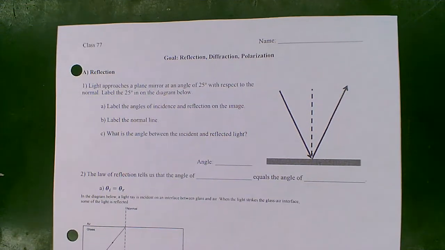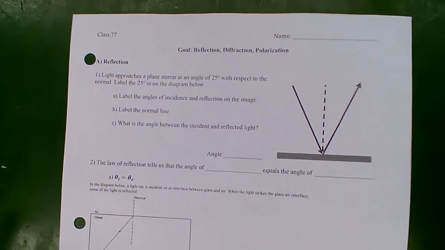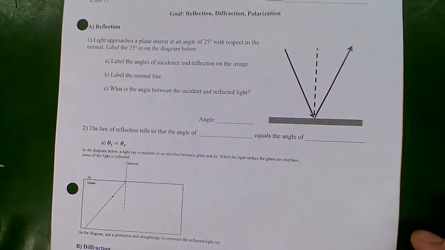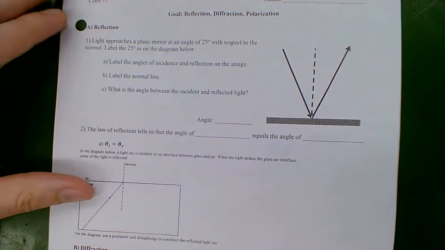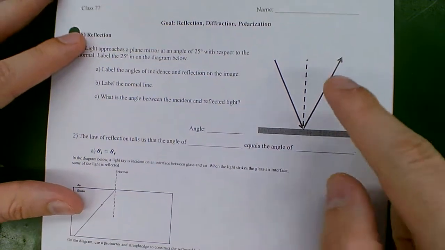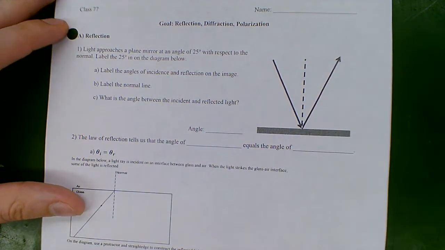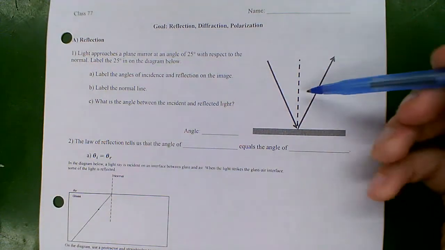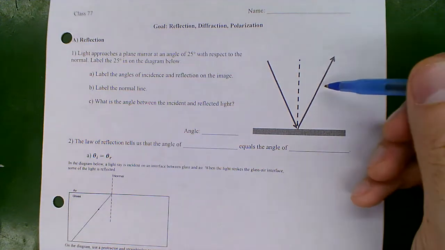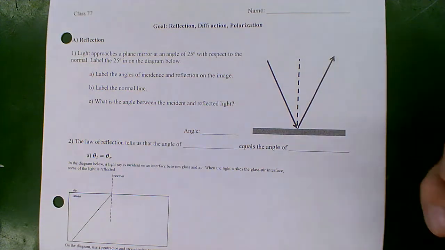Hey folks, we're just going to check out how to use a protractor today. We're going to look at a few things specifically in class numbers 77 and 80. So for starters, looking at class 77, you'll see here we have an incident light ray at about 25 degrees, and we have a reflected light ray, which we know due to the law of reflection will also be at 25 degrees. So let's measure these.